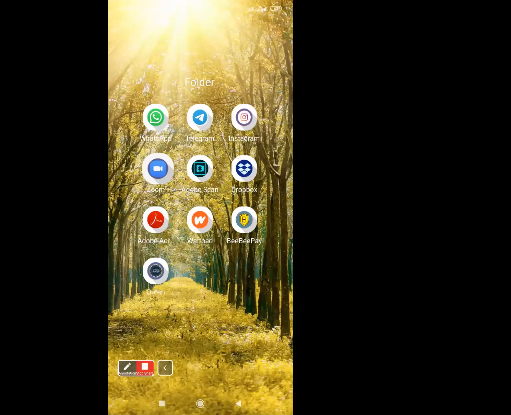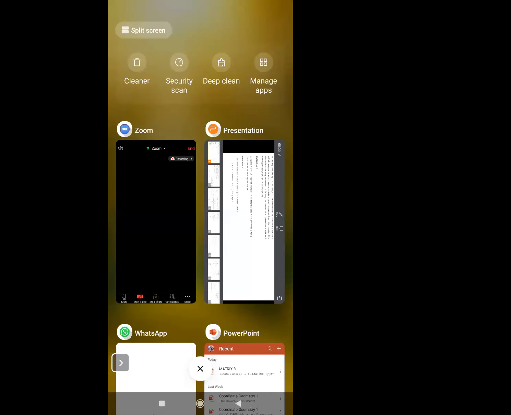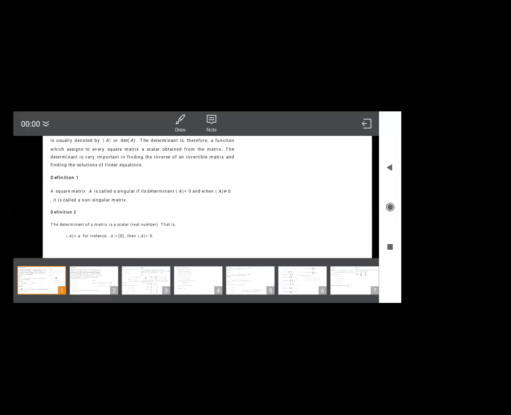Like I said, we are looking at the aspect of determinants. So, what we mean here is the determinant of a square matrix A.